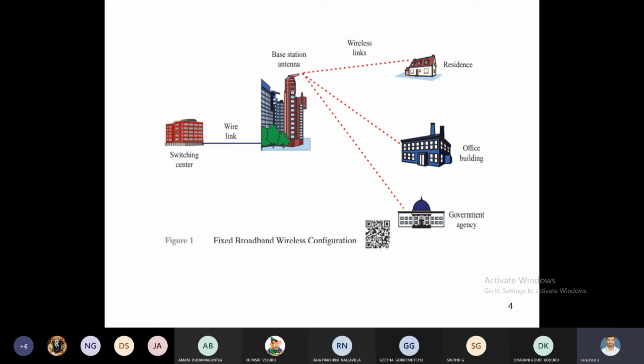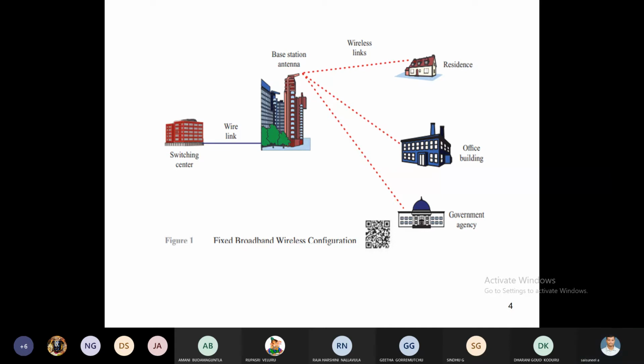From this base station to your residence, from the base station to office buildings, from the base station to government agencies, we are going for wireless links. That is the concept of wireless local loop. We replace the subscriber loop or local loop by using wireless technology. That's why it is called the wireless local loop.